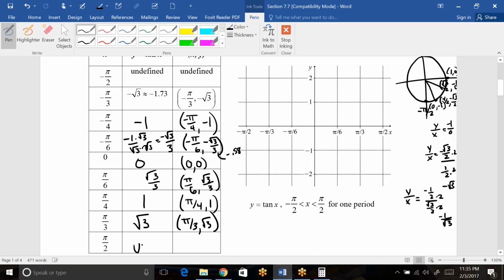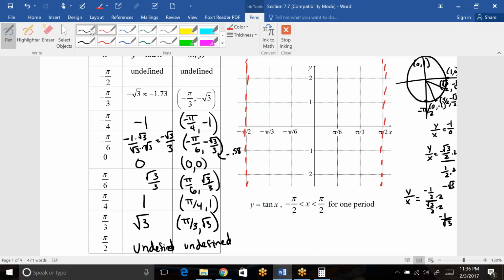And pi over 2 is undefined. The reason it is undefined is because the point up here is (0, 1), and 1 over 0 is not defined. So what that means for us is, this is an odd function. Remember, tangent is an odd function, so you should expect some of these things that happened with the points where the x value and the y value, whatever they are here, if you changed both signs, that's also on the graph. That's what happens when you have an odd function.